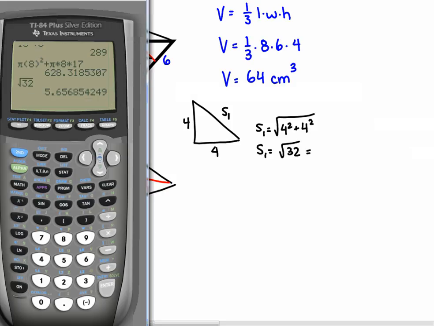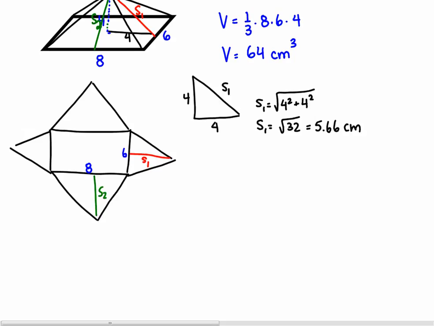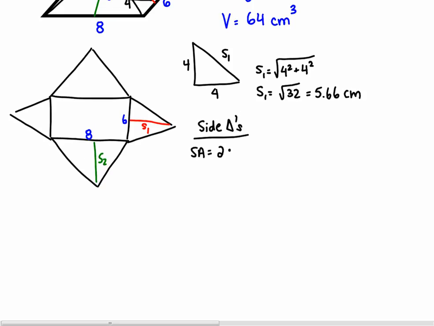5.66 approximately, centimeters. So now you could find the area of that side triangle because we know S1, right? So let's do that. Side triangles, there's two of them. So the surface area is going to be 2 times, what's the area of a triangle? 1/2 times base times the height of the triangle, which is really, in this case, the slant height.